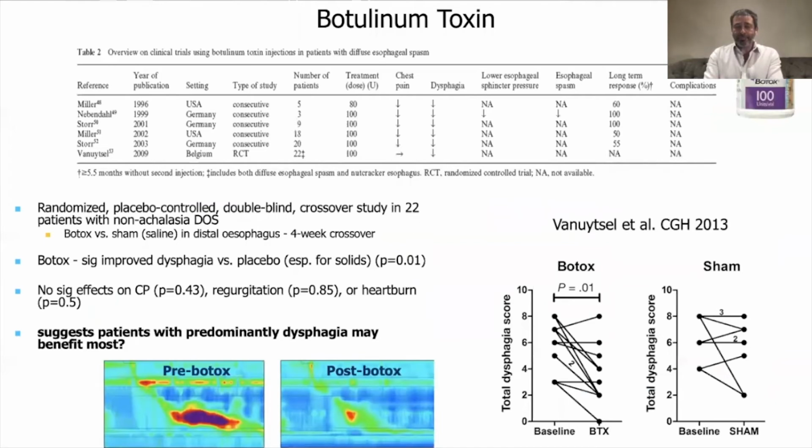Botox can be used, and it has been shown since the mid-90s that Botox can reduce symptoms of chest pain and dysphagia. In a randomized controlled trial in 2013, Botox compared to placebo, there was a clear improvement in patients having Botox compared to sham, primarily in those who have dysphagia. So it is suggested that Botox should be primarily used in these cases where dysphagia is a primary problem.